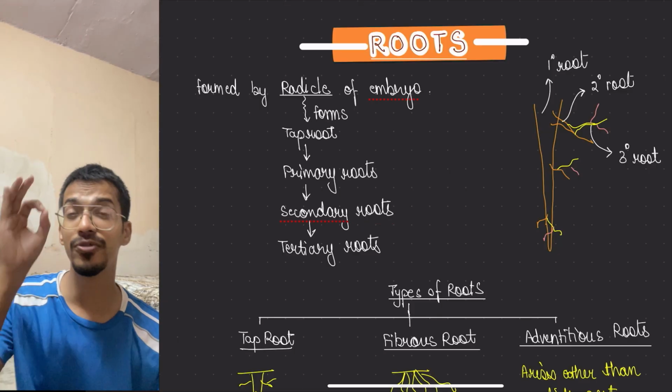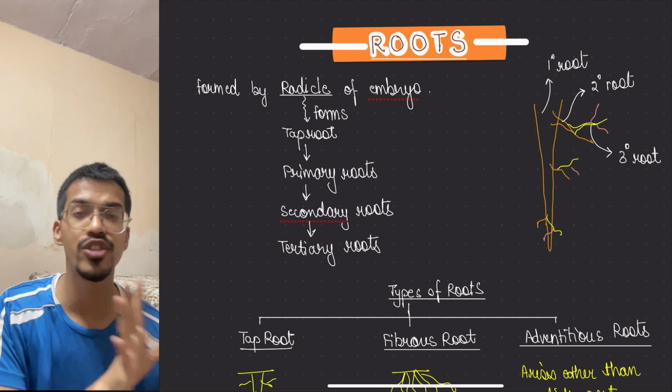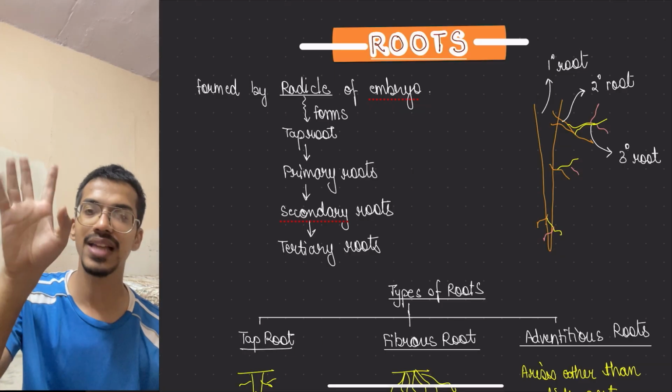Now we are going to be studying the vegetative characters in this chapter. What is the vegetative morphology? We have roots, stems and leaves.